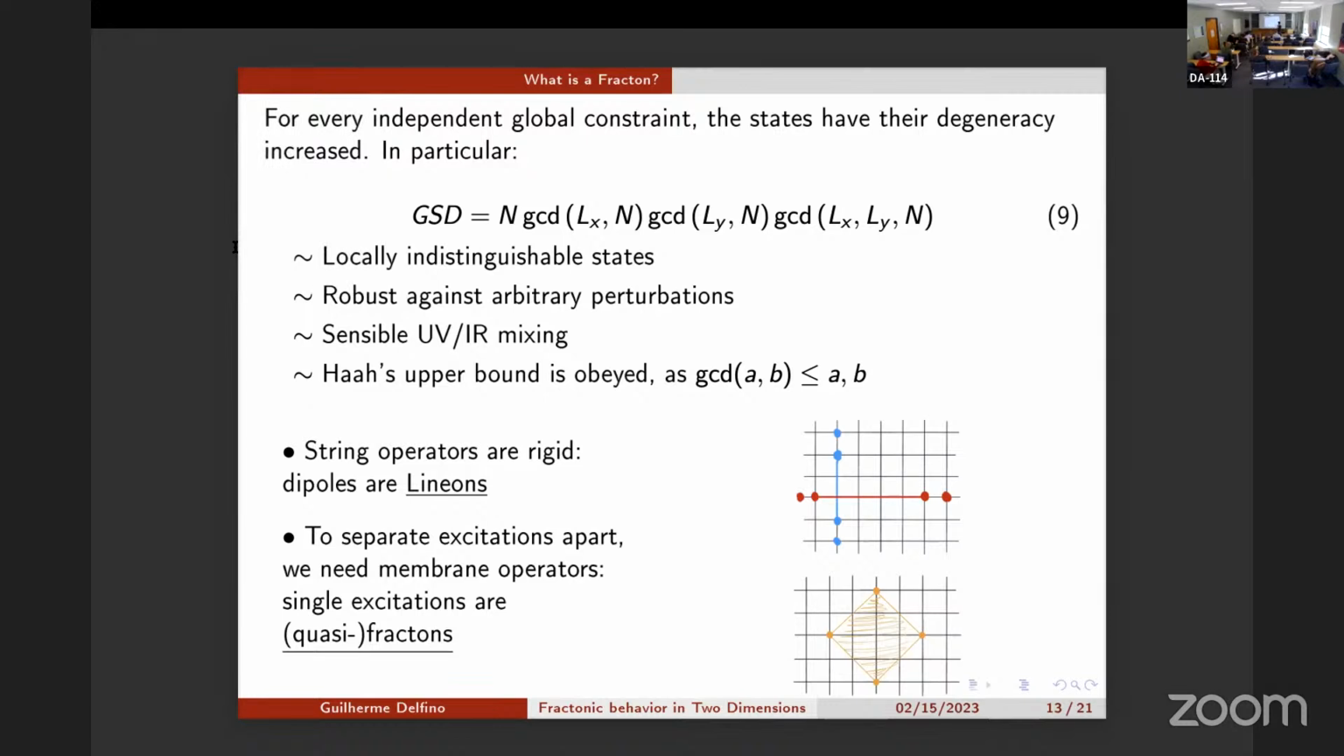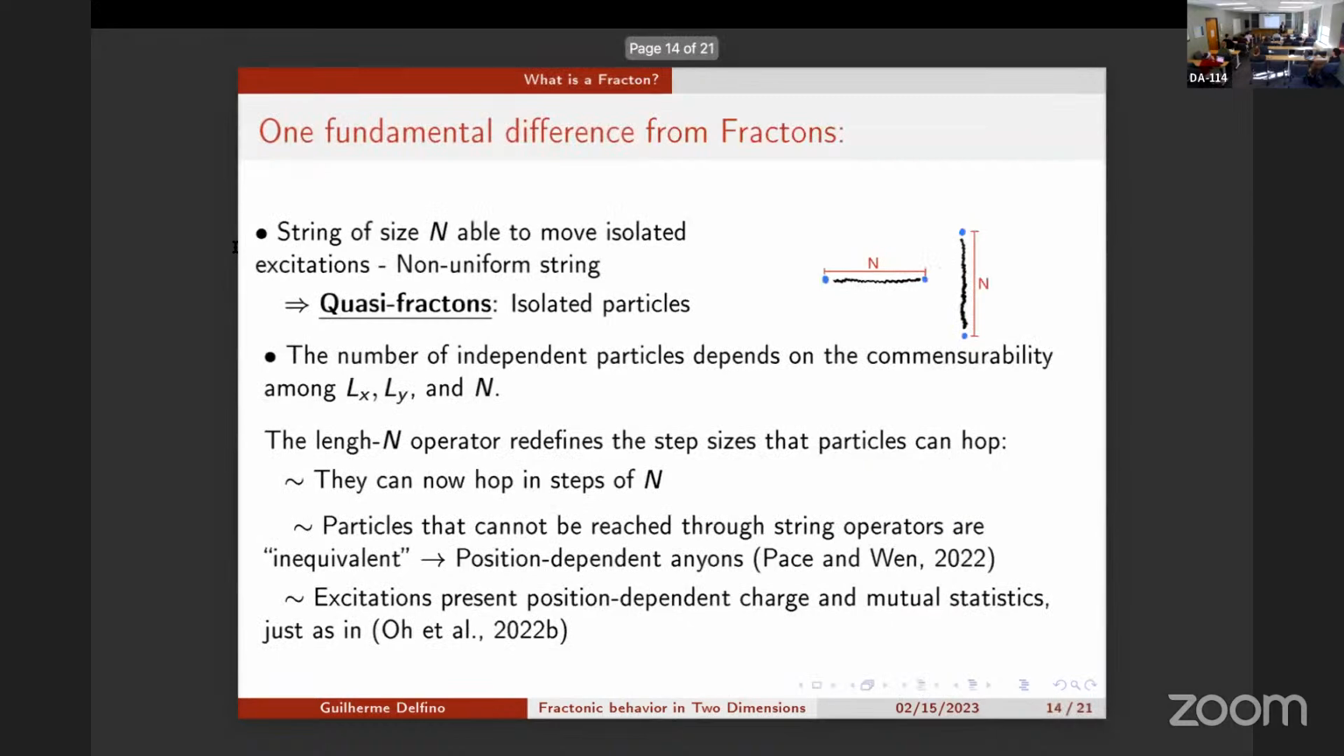If you want to not consider dipoles, but only isolated particles, you can show, now I'm going to lie a little bit to you, that the only way is to spread them with these membrane operators. So this is a true fractal. There are no string operators that can move this. But I just said that I'm lying because there is one additional operator here. It took us a while to see that. And that's the reason that I call those quasi-fractals, because there is actually a way to move an isolated fracton here, which is through this string operator.